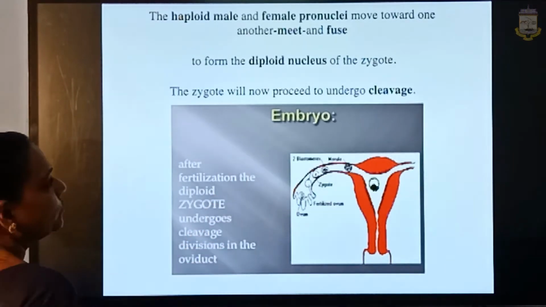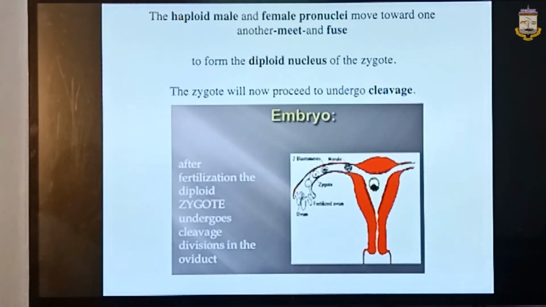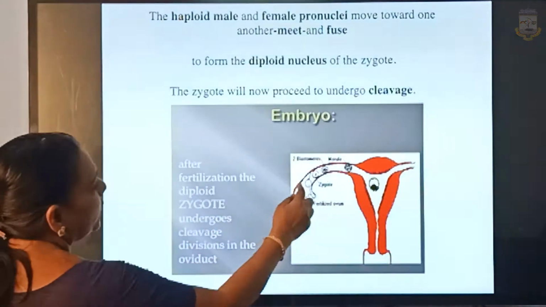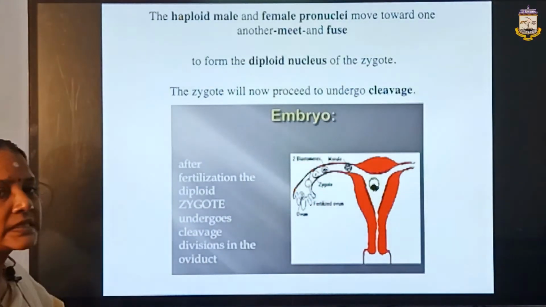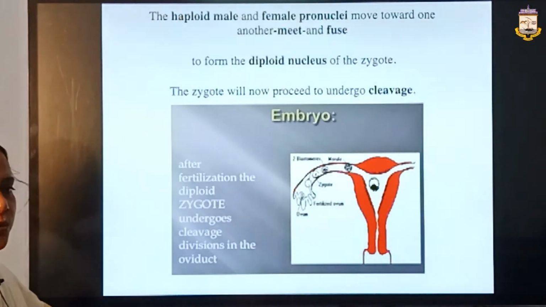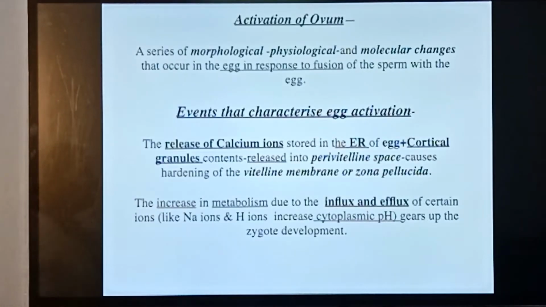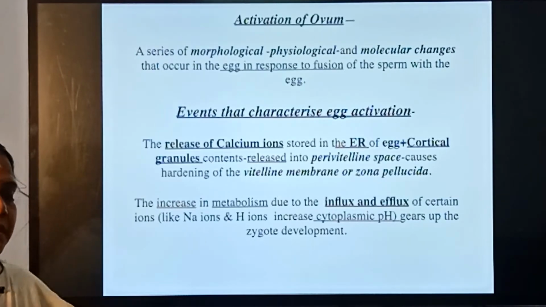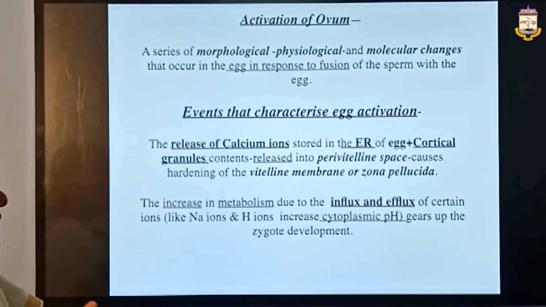Now the diploid zygote is said to be 2N, and now the zygote will proceed to undergo the next stage, what you call cleavage. So all these are happening in the fallopian tube, that is the oviduct. Now, how is it possible? The activation of the ovum. Ovum has to be activated. So far it was inert. So now it has to do something.